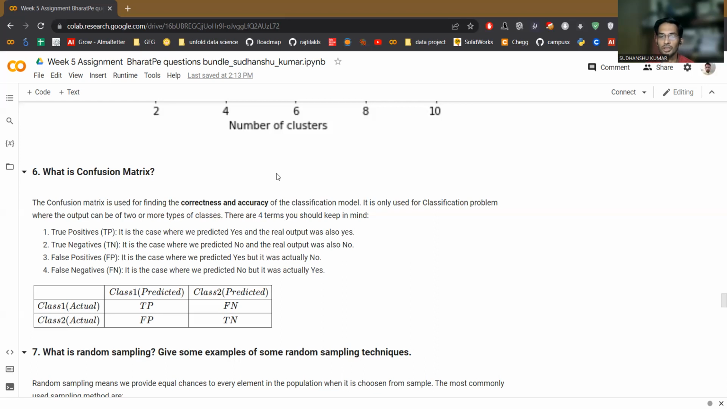And false positive is also called type 1 error, and false negative is also called type 2 error. And type 1 error is more dangerous than type 2 error.